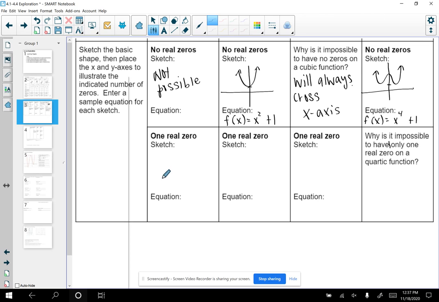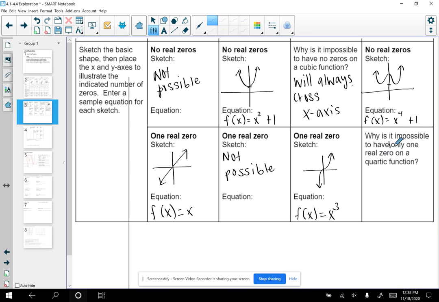So how about a linear to have one real solution, or cross the x-axis once? The parent function does that, so we can just write f of x equals x. How about a quadratic? Is it possible for a quadratic to only cross the x-axis once, or have one real zero? Not possible, because a quadratic will always have two answers, right? How about a cubic? Absolutely. There it crosses the x-axis once. Just the parent function.